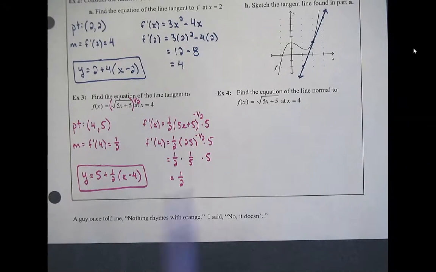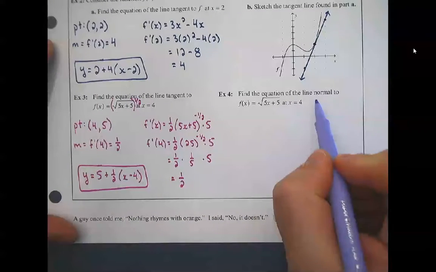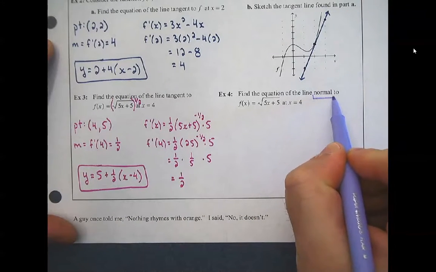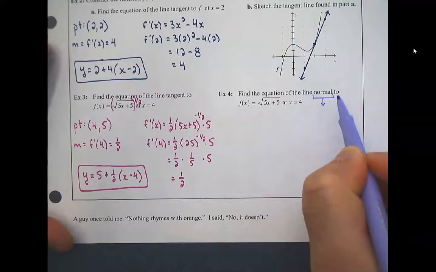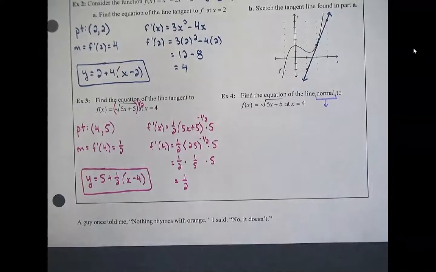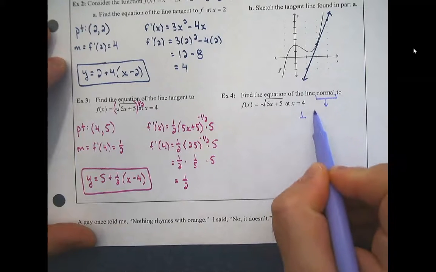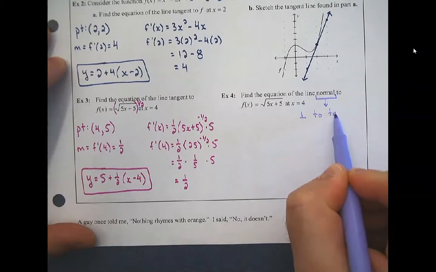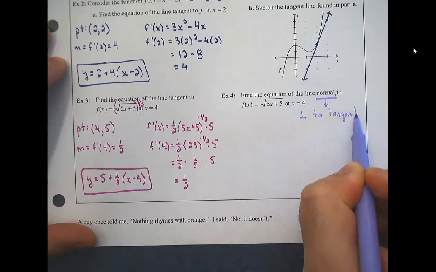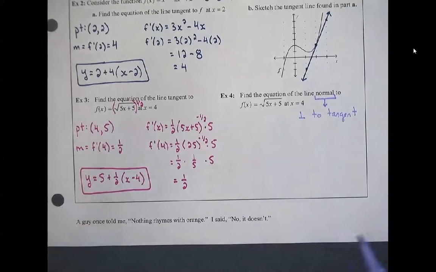All right. The last part is talking about the line normal to. What does normal mean? There you go. Well done. The normal line is the line that's perpendicular to the tangent line. Why they call that normal, I have no idea.